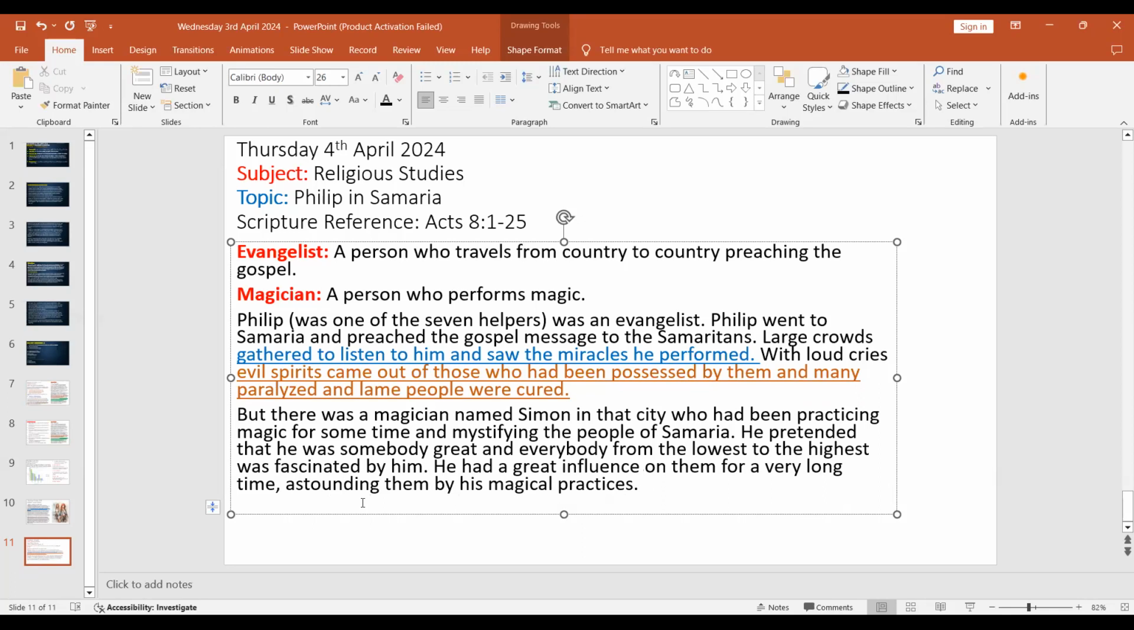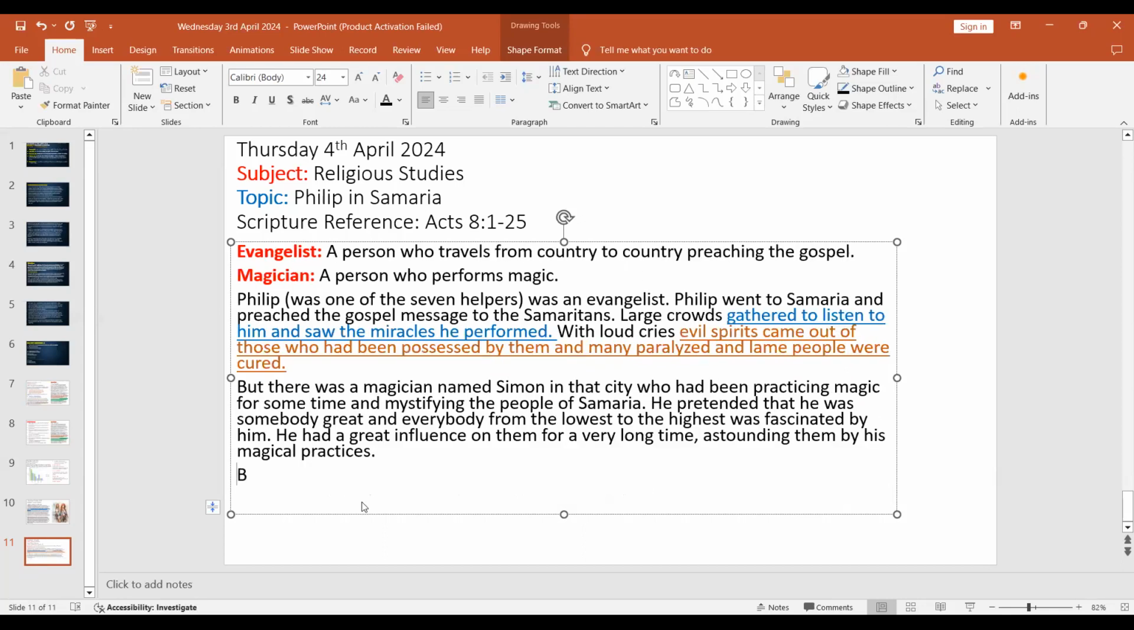But when Philip came to town, what do you think happened? When Philip came to Samaria, what ended up happening? The people started to believe in the true God and they were baptized, right?